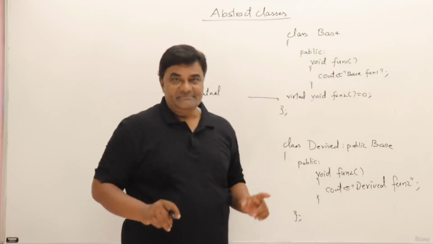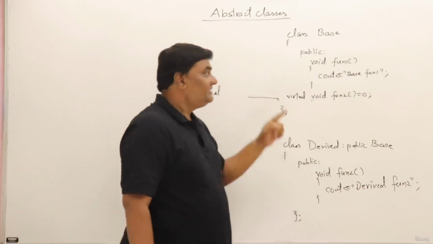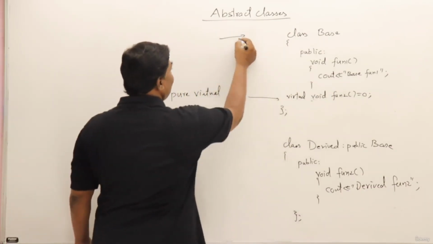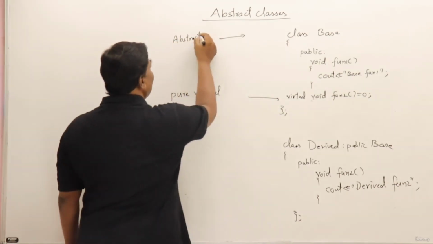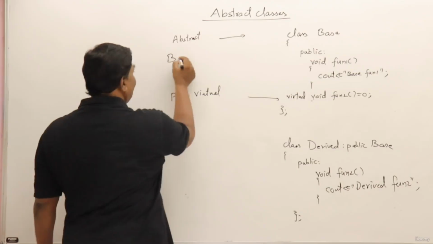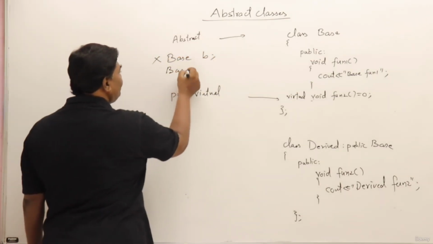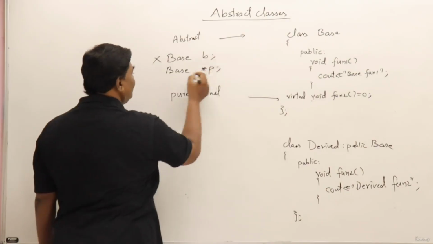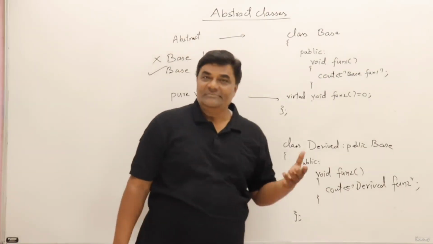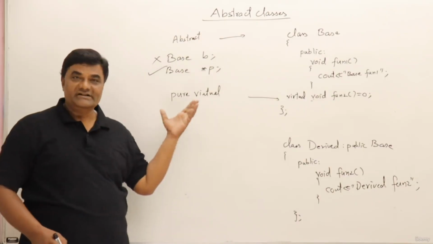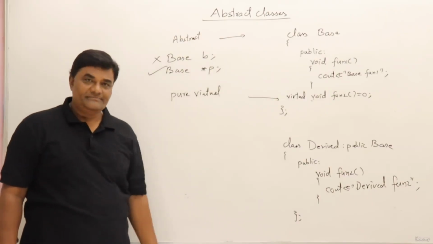Now, final statement. If a class is having a pure virtual function, then that class is called an abstract class. Abstract class. Can you create the object of that class, base B? No. Can you create the pointer of that class, base P? Yes. So abstract classes cannot be instantiated. You cannot have the objects, but you can have a pointer to achieve polymorphism.